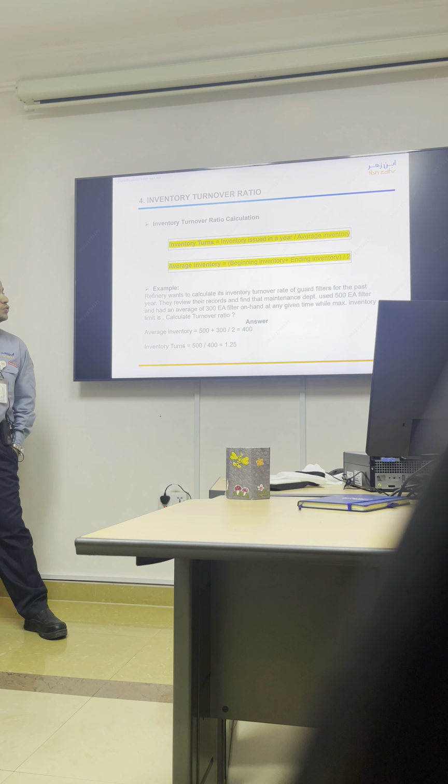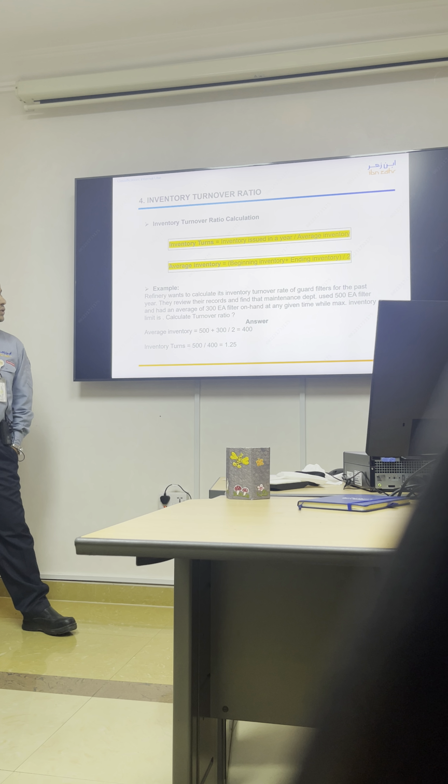Example, a refinery wanted to calculate the inventory turnaround rate of guard filters. You know this guard filter for our plant is used in order to avoid purging or compressing the gases inside one area or one equipment. This is reviewing the record and defined by the maintenance department: under 500 filters and had an average of 300 filters on hand at any given while, max inventory.